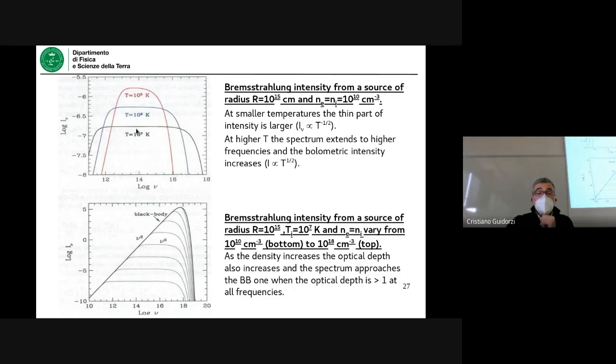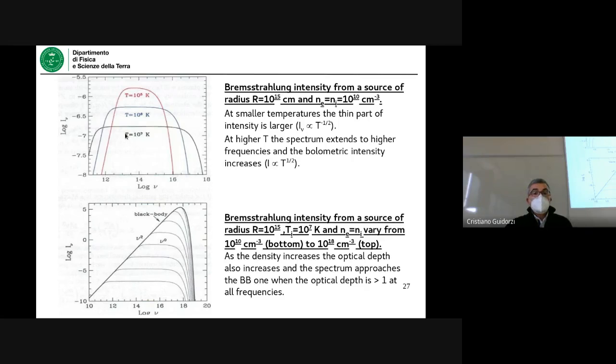And the last thing I didn't comment on yet is if you work out the integral, the bolometric intensity, which means you calculate the integral of all these functions. You have to consider that this is a log-log plot. You will see that even if the intensity at a given frequency is smaller for the hottest case, the integral is larger because the integral scales as the square root of T. So overall, the power emitted by the hottest source is correspondingly larger, proportionally to the square root of temperature. So the integral indeed increases with increasing temperature.